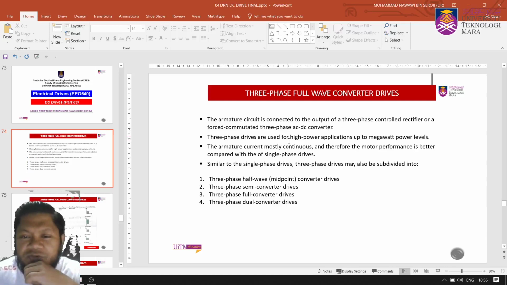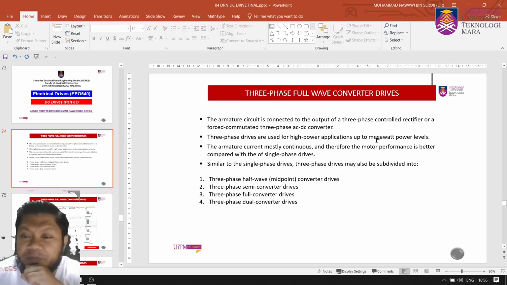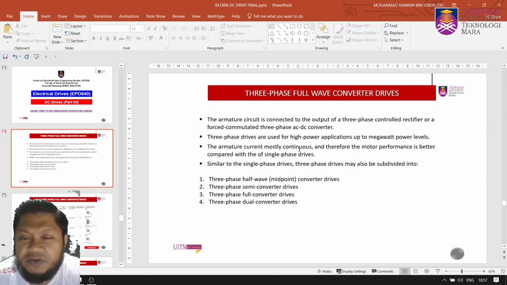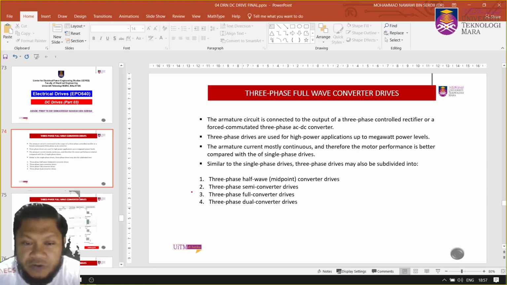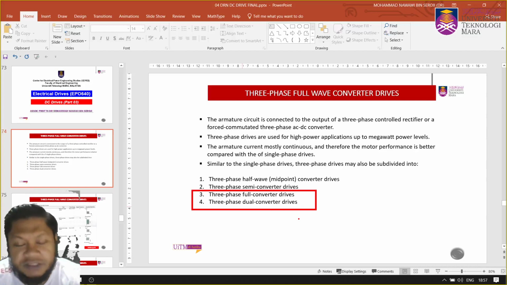Three-phase drives are used for high power application, definitely. Of course, larger than the single phase operation, so it can go up to megawatt power level. The armature current is mostly continuous, so you don't discuss the discontinuous operation anymore. It is a continuous current operation, and therefore the motor performance is better compared with the single phase drive. Similar to single phase, three-phase drives may also be subdivided into three-phase semi converter, three-phase full converter drives, and three-phase dual converter. We're going to focus on only these two: three-phase full converter drives as well as three-phase dual converter drives.